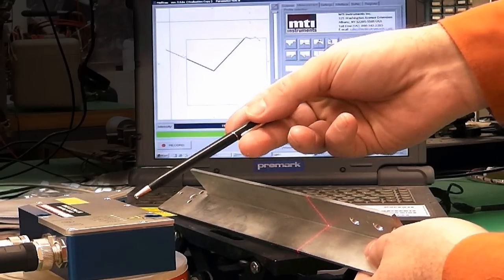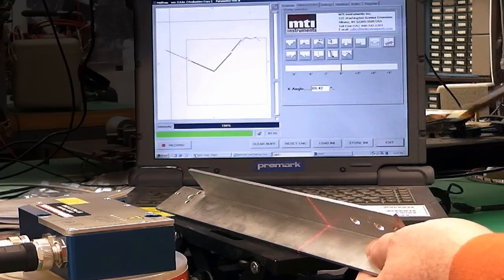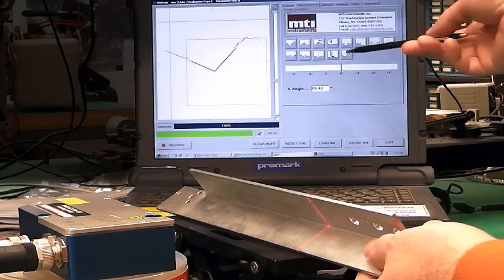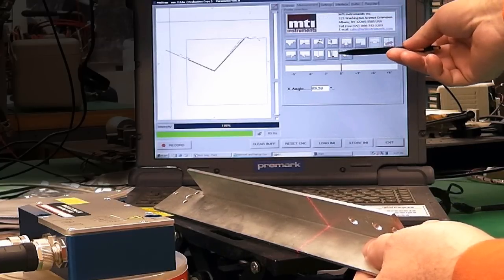Okay, here we have the MTA Pro 2D scanner. We're looking at a piece of aluminum, bent aluminum here on a jack stand. We're running the MicroTrak program here.